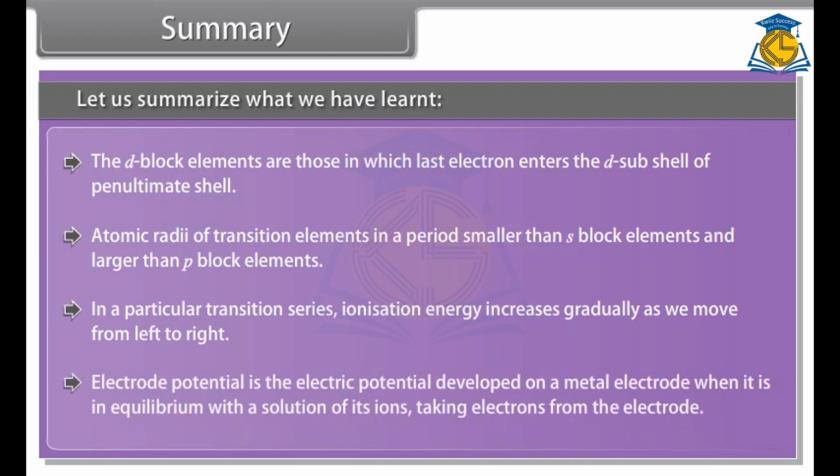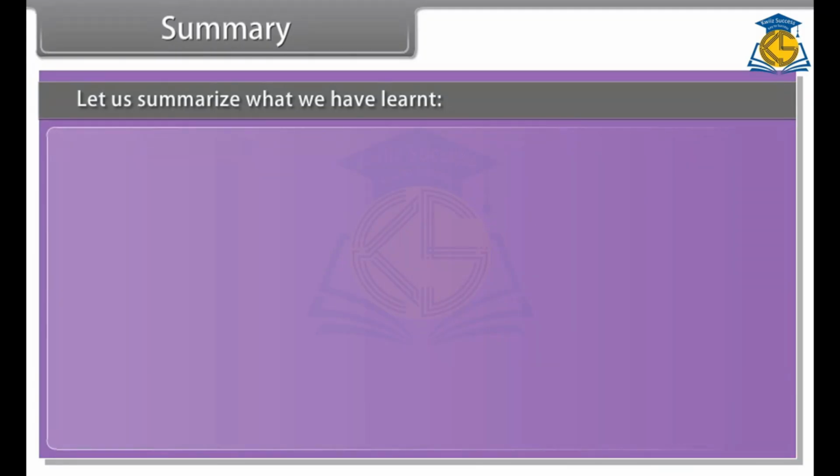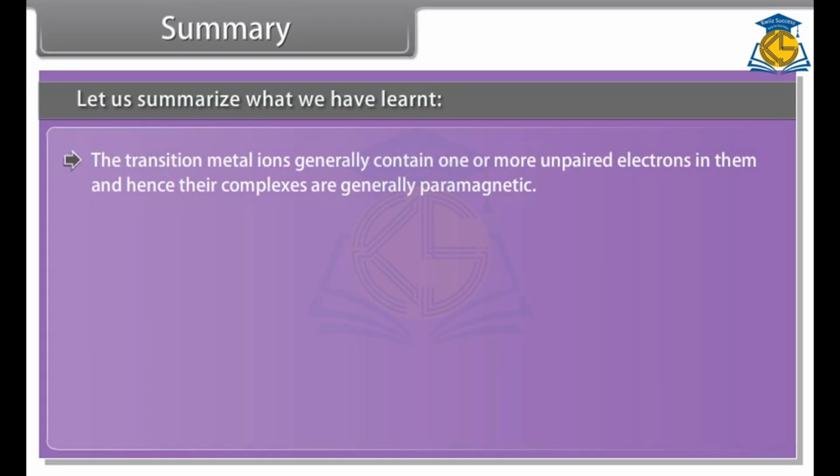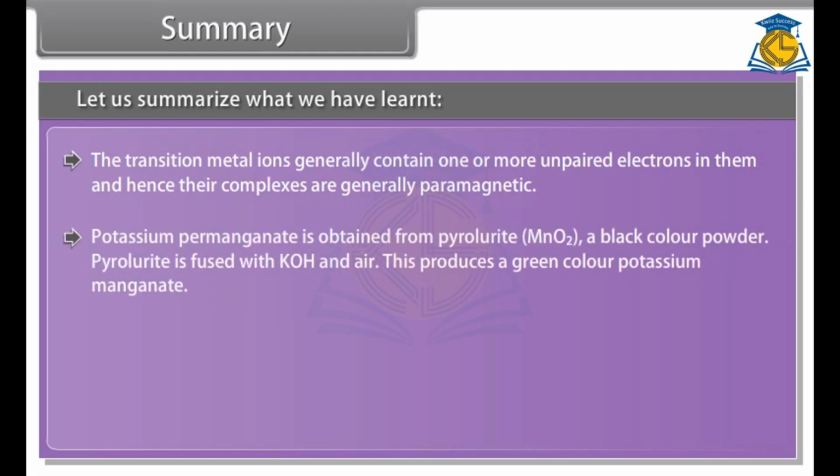Electrode potential is the electric potential developed on a metal electrode when it is in equilibrium with a solution of its ions taking electrons from the electrode. The transition metal ions generally contain one or more unpaired electrons in them, and hence their complexes are generally paramagnetic. Potassium permanganate is obtained from pyrolusite, a black color powder. Pyrolusite is fused with KOH and air. This produces a green color potassium manganate.